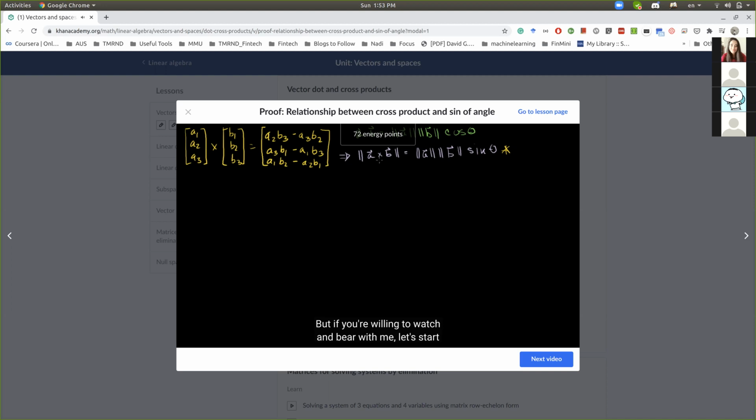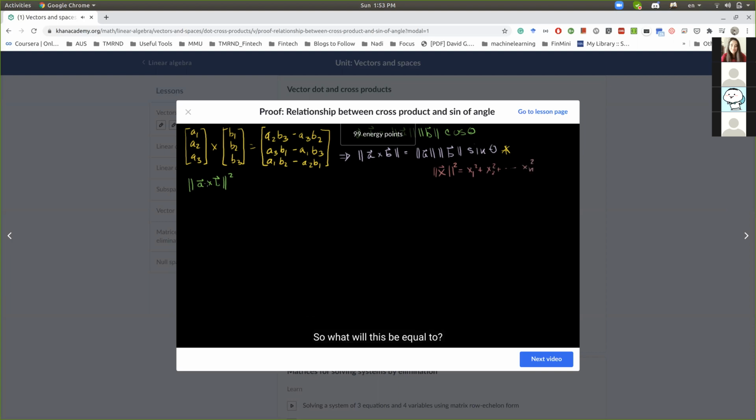start proving this result. The place I'm going to start is with the idea of taking the length of A cross B squared. That's A cross B right there, so I'm essentially taking the length of this vector squared. And we saw in many videos that if I have some arbitrary vector and I take its length squared, that's just equal to that vector dotted with itself, or the square of each of its terms summed up, all the way to xn squared.